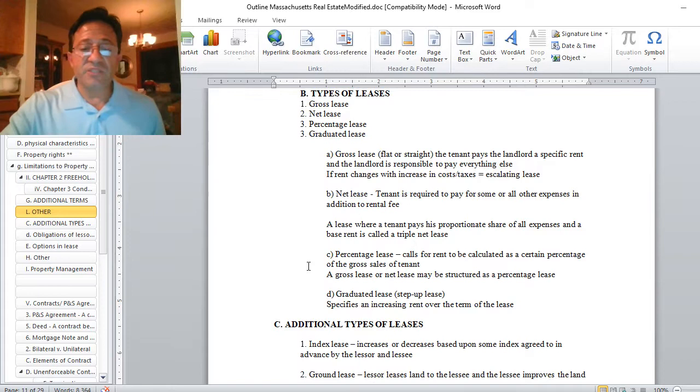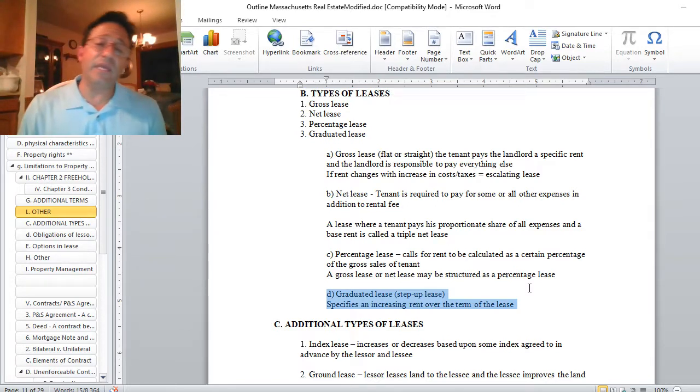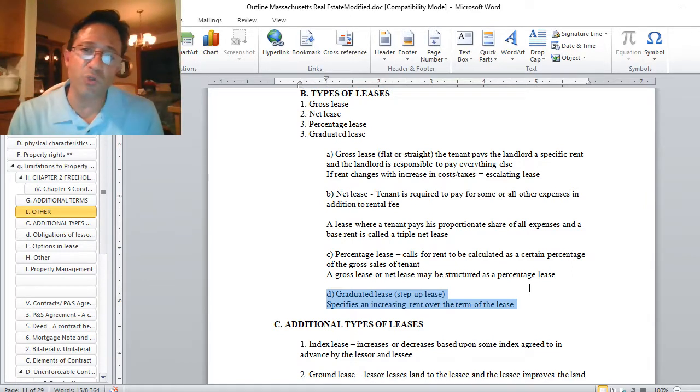And then the next type of lease we're going to talk about is the graduated lease, or the step-up lease. This particular lease will increase the rent gradually over a period of time. And the reason behind it usually is the landlord wants to give the tenant the ability to start the business and get established. And then as time goes on, the rent is going to increase because now, presumably, the tenant is doing better with their business.